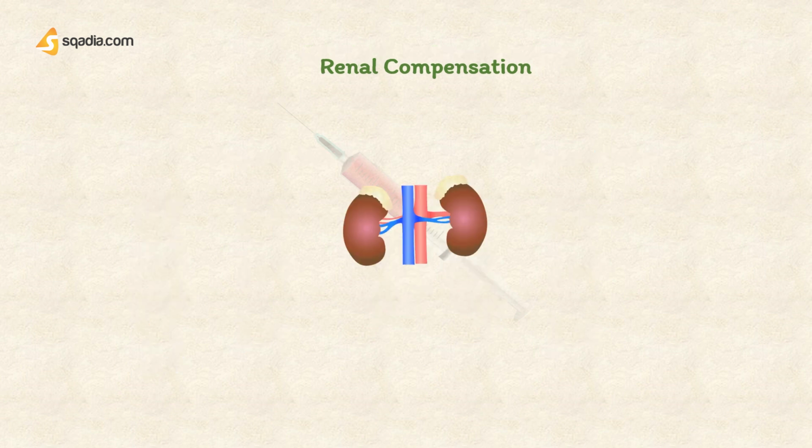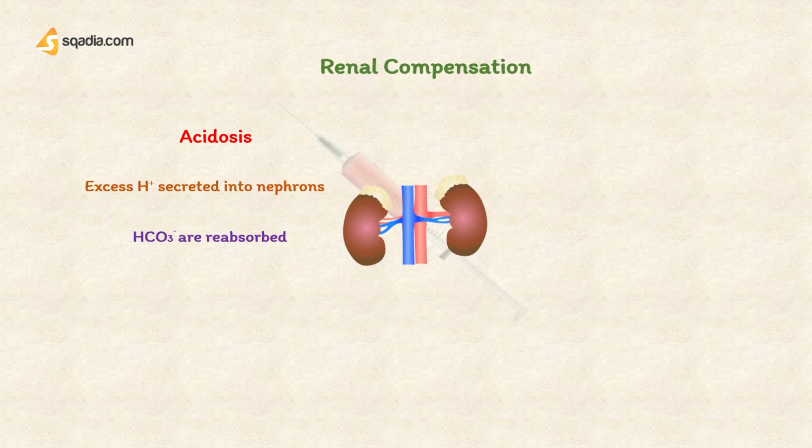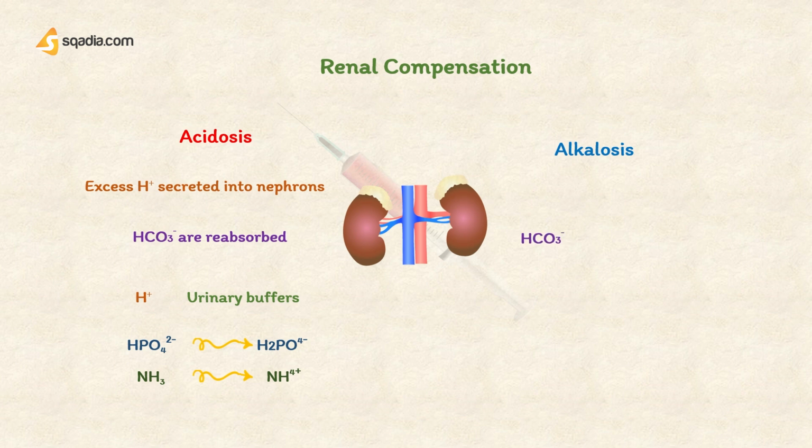In renal compensation, this is slightly different. For acidosis, first, the excess hydrogen ions are secreted into the nephrons, and then two important changes occur. Bicarb ions are reabsorbed, and as for the hydrogen ions, urinary buffers that bind to the hydrogen ions are excreted, such as phosphate and ammonia, which are excreted as phosphate and ammonium. These buffers are important because without them, there will be severe drops in the pH that would be extremely damaging to the kidneys. In alkalosis, the opposite occurs. Bicarb ions are excreted and urinary buffers are reabsorbed.